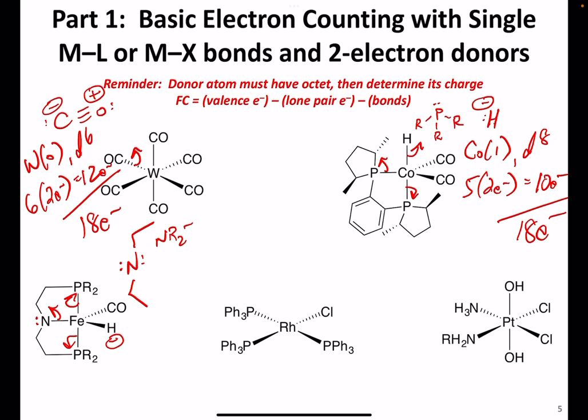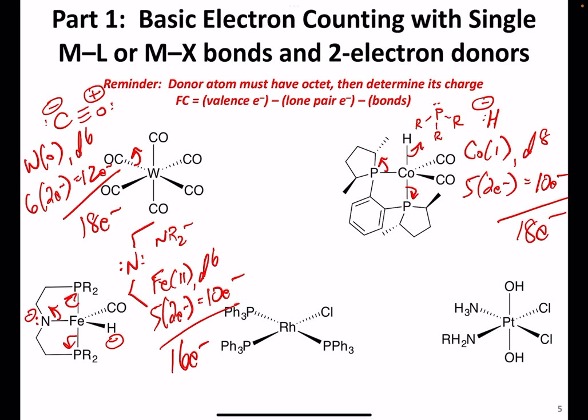So we know now that since this nitrogen is anionic, the iron center must be iron 2. Iron 2 is d6. You have 5 2-electron donors. 5 2-electron donors contribute 10 more electrons for a total of 16 electrons.